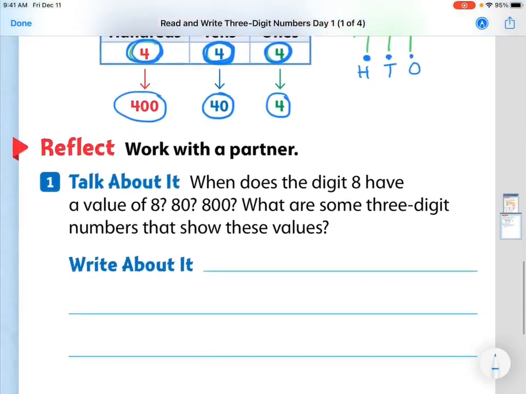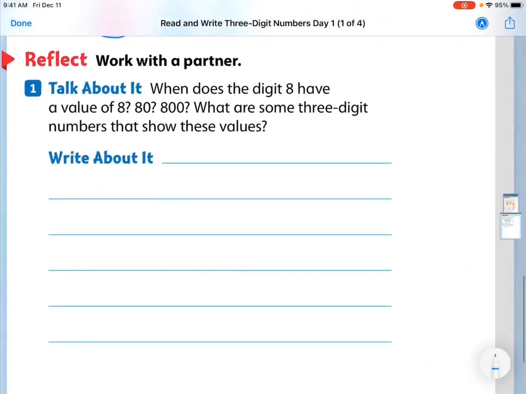Okay, so let's take a look at this question here. It says, when does the digit 8 have a value of 8? I'm going to read it again. When does the digit 8 have a value of 80? And I'm going to read it one more time. When does the digit 8 have a value of 800? So it's giving us 3 questions right there. And then it says, what are some 3-digit numbers that show these values?